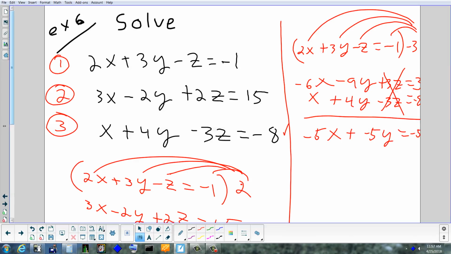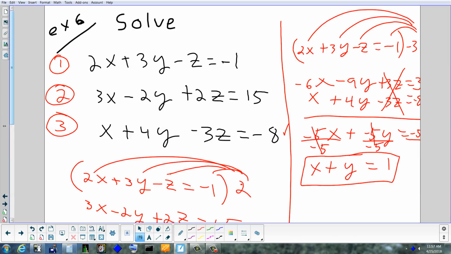Okay? Do people want me to just leave it the way it is or make it simpler? Okay, so make it simpler. So divide everything by negative 5. X plus y equals 1. Okay. Any question on how I got that? Divide by negative 5. Those cancel. Those cancel. Okay. Let's call that my fifth equation.